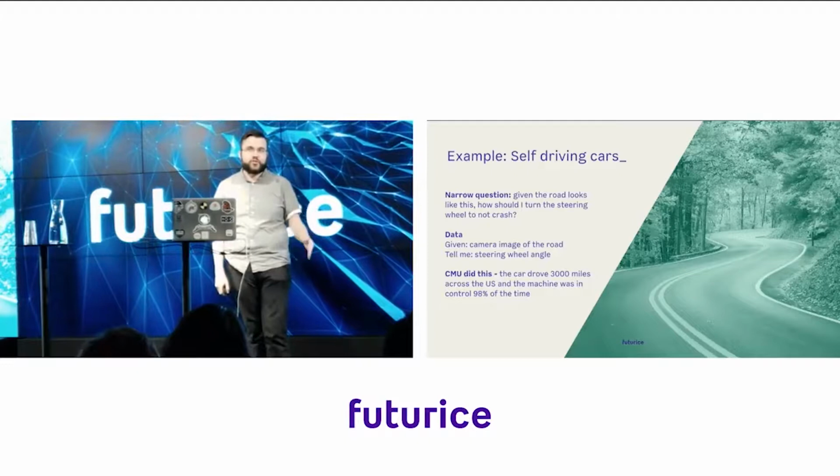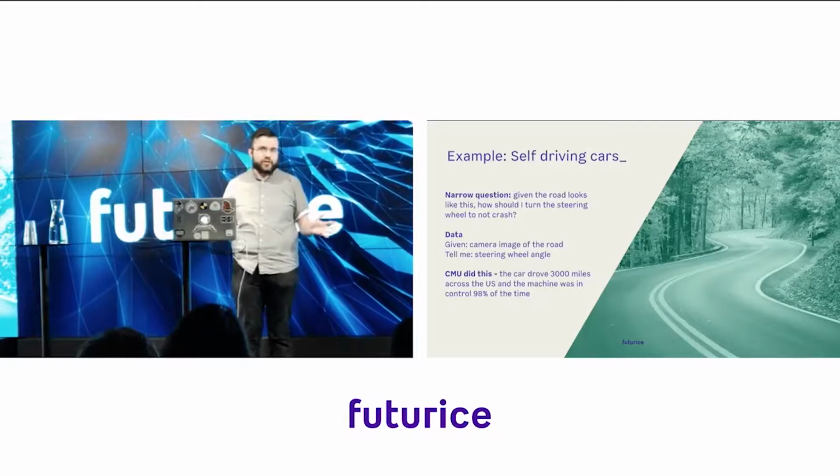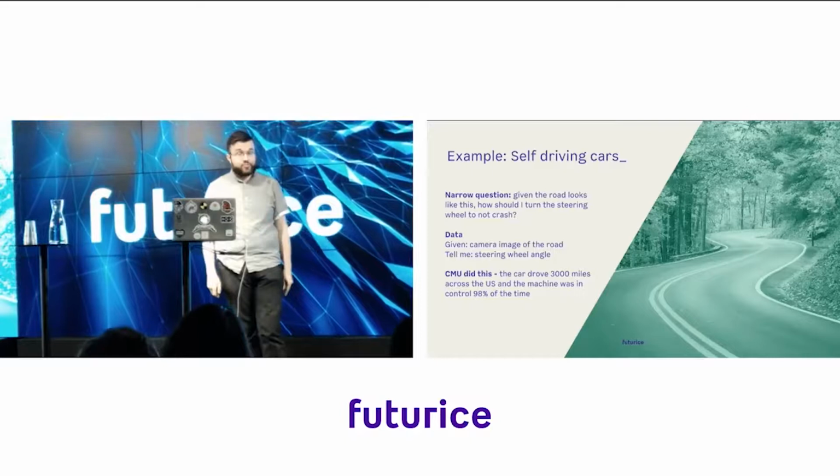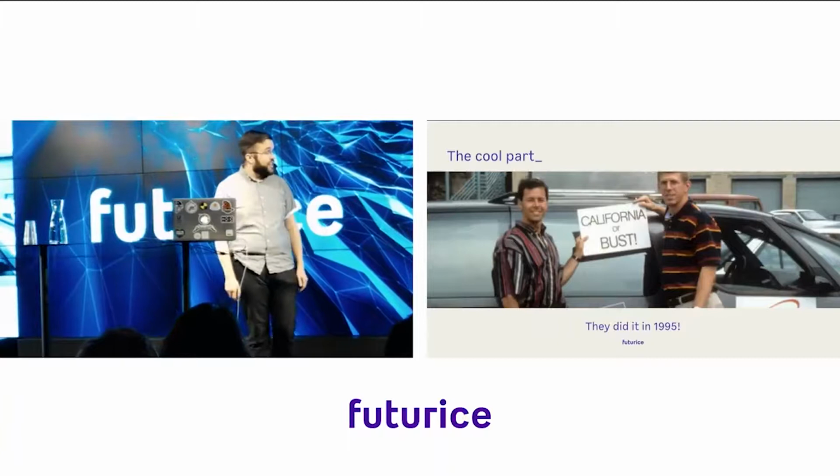And the human had to actually grab the wheel and take over the driving some 2% of the time, usually at tricky intersections for the most part. But 3,000 miles, 98%, that's a long way for a car to drive by itself. But maybe, at least for me, one of the most impressive things about this is that these guys did this in 1995, which you can definitely tell from those shirts.